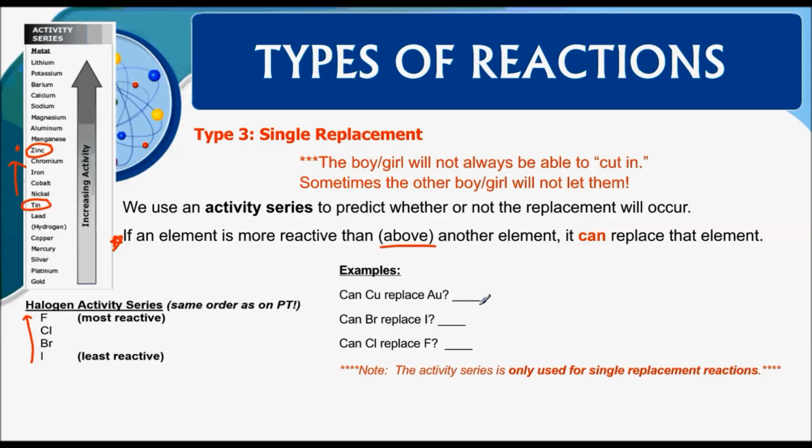Can copper replace gold? All right, well, up on my list, copper is here, and gold is at the very bottom. So the answer would be yes. Copper can replace gold. Why? Because it's higher on the activity series. Can bromine replace iodine? Why, yes, because bromine is up here, iodine is down here.